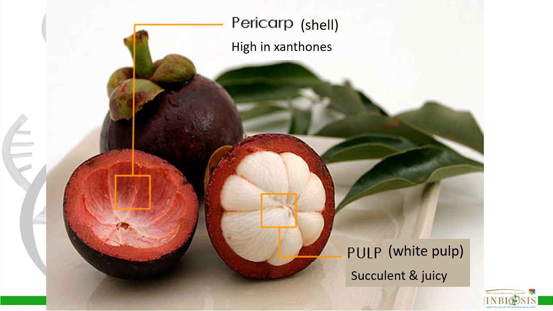Okay. For mangosteen, I think most of you will be familiar with this queen of fruit. They have a succulent and juicy pulp with a very dark purple colored pericarp shell, which stains your fingernails, and they are actually high in xanthone, which is anti-cancer.